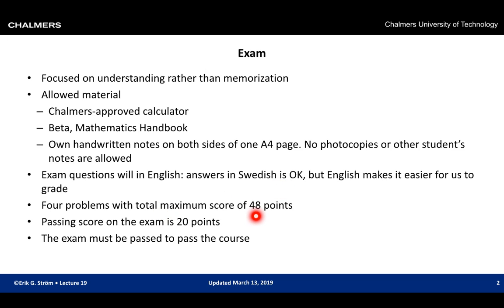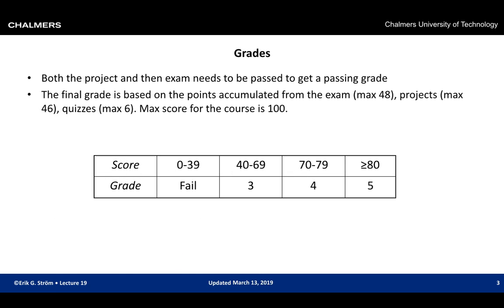4 problems, 48 points. Passing score is 20 points on the exam. So you need to pass the exam as part of passing the course. Then you also need to pass the project. And if you pass the project and the exam, then you get a passing grade. And the final grade is then based on everything that is accumulated, the exam, projects, quizzes, and so forth. Maximum is 100, and then the grades are according to this table. So it is possible to get 40 points or more without passing one of the 2 things, and then there's still not enough for a passing grade.